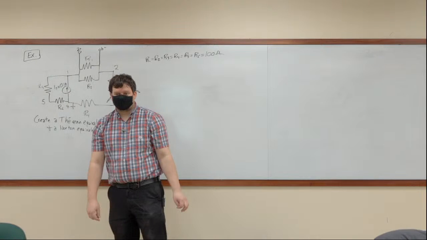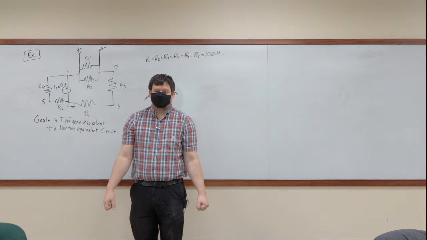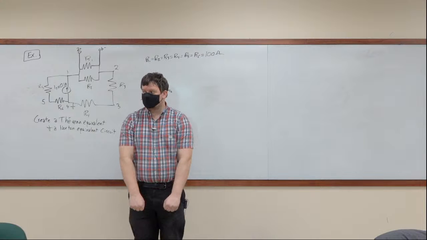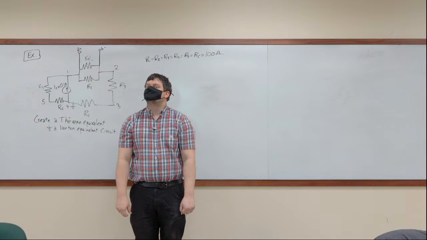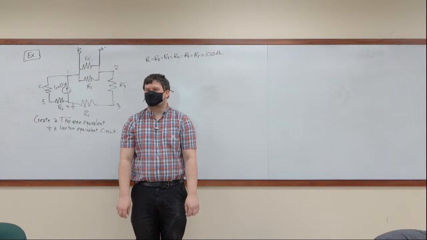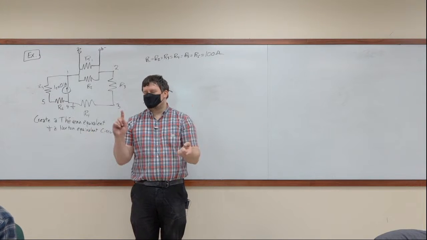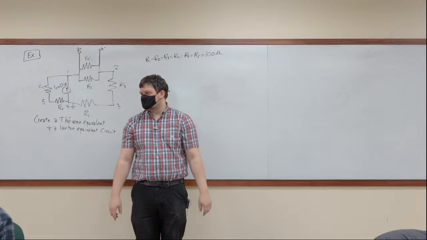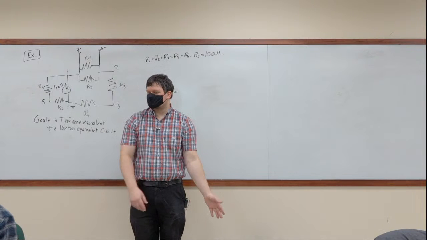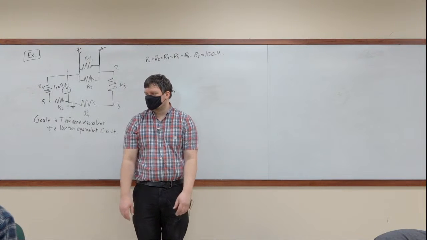Shorted resistance right here. It ignores these two, so those aren't part of it. Okay, so there's 200. So it's just 3 and 4. The current splits proportionally. That is the current separation principle. It does separate based on an inverse relationship between the resistances. So more current is going to go to a lower resistance than a higher one.